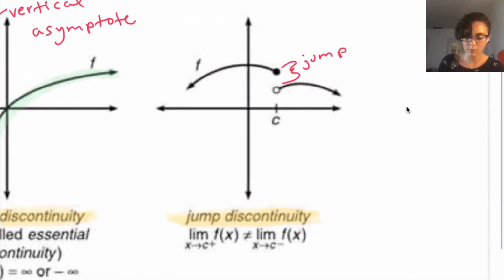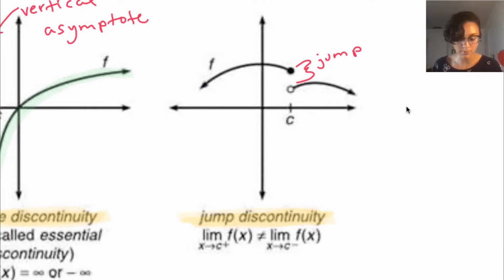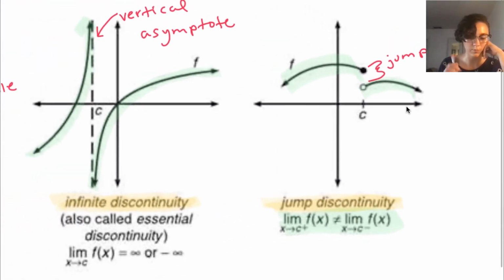Then one maybe we're less familiar with is a jump discontinuity. So I highlighted where the jump is. You can see that the left part of the graph has a completely different limit as x approaches c than the right part of the graph. So as the two different functions from the left and the right are approaching c, the limits are completely different. That is a big aspect of jumps, that the limit from the left and the right are not the same, which can also happen with the vertical asymptote, but those are specifically going to infinity.